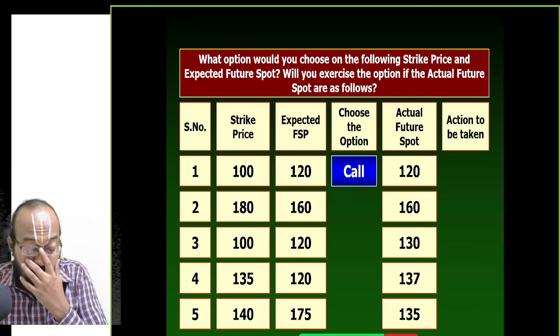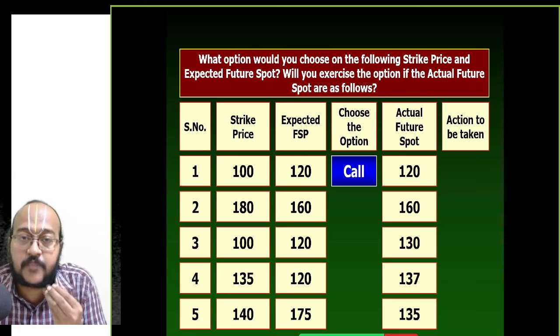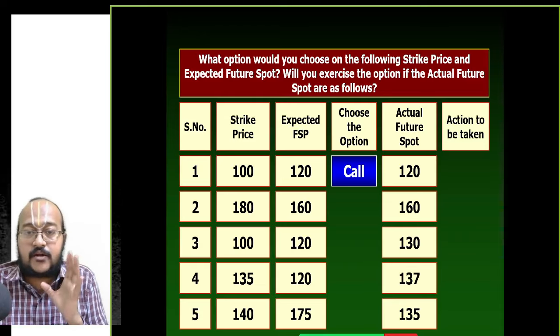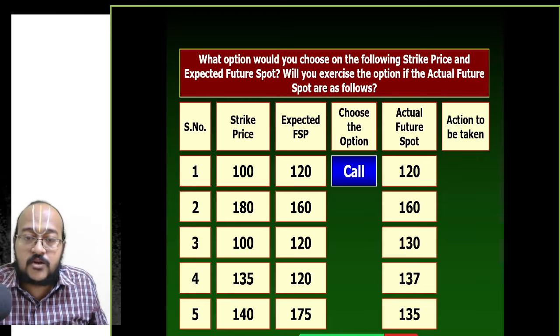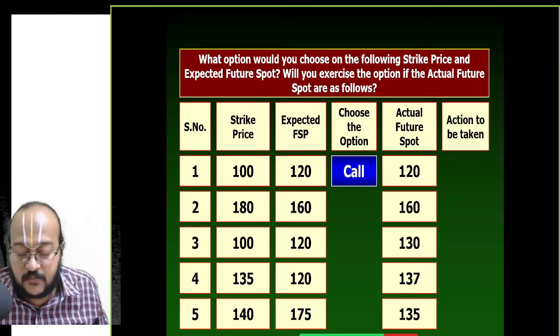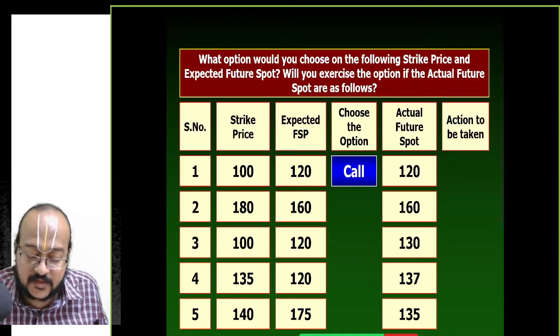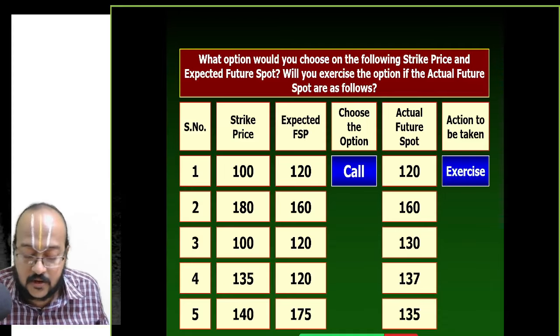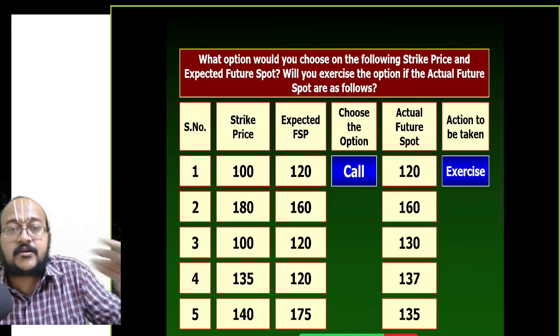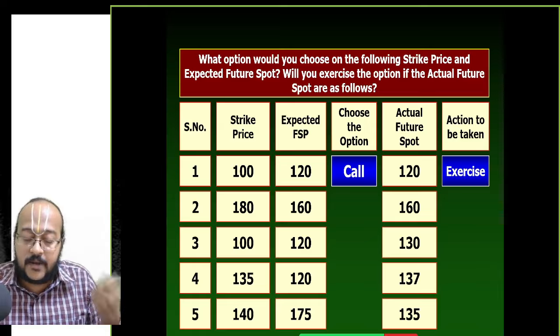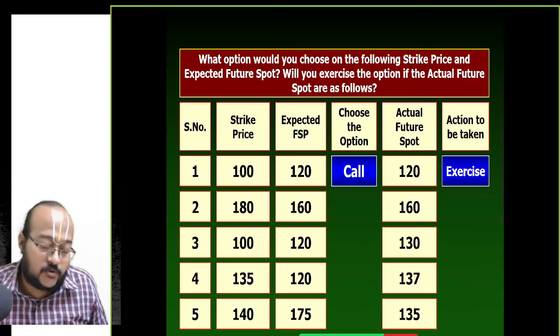Actual future spot. What is this actual future price? It became 120. Correct? He was right. Astrologer was right. 120 rupees it became now. Now, whether you will exercise or not? Tell me. Action to be taken. Exercise or lapse? Exercise. Call option you will exercise because it happened as expected. The price increased. You have got a right to buy it at a lower price. Correct? Come to option number 2.